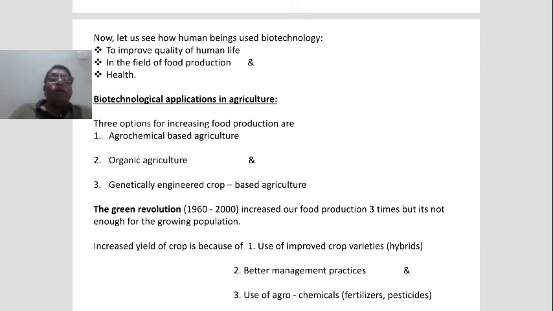Then also to improve the health. Health means vaccines are there to improve or to control the health of human beings. Now we shall see the biotechnological application in the field of agriculture.